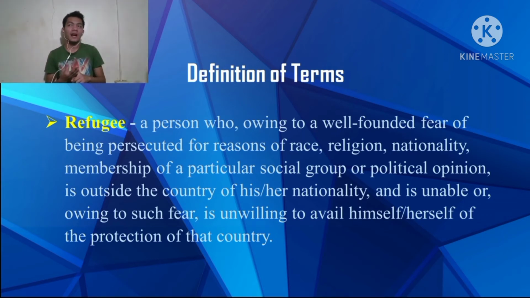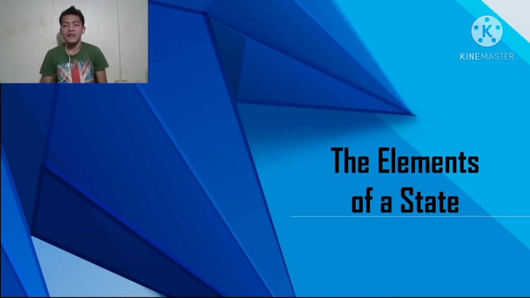While stateless persons are persons who do not belong to a country. If you do not belong to a particular nation, if you are not a citizen of that particular country, then you are a stateless person. An example of a stateless person is a terrorist. That's it. Now we will tackle the elements of the state.